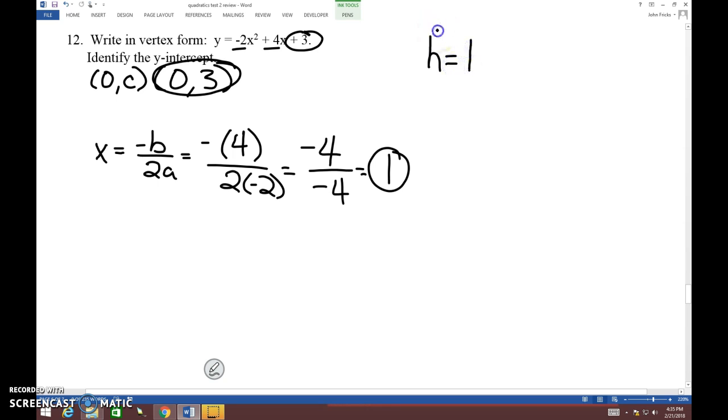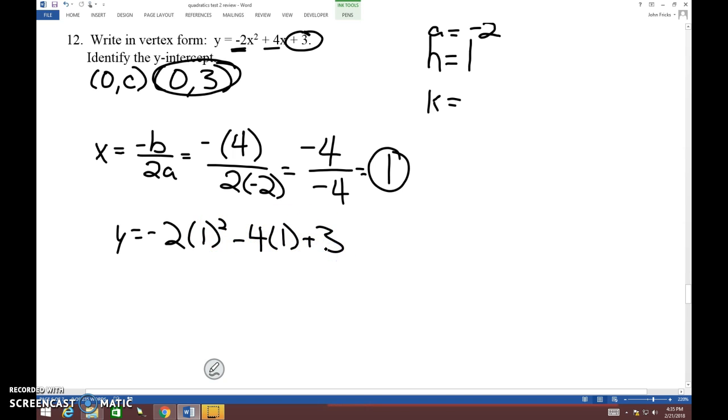Now, we already know a is going to be equal to negative 2. So we don't need to look anywhere for that. It's located over here. So we got a, h, and then the last thing we need for vertex form is k. So to find k, we substitute it back in. So that's going to be y equals negative 2 times 1 squared minus 4 times 1 plus 3.